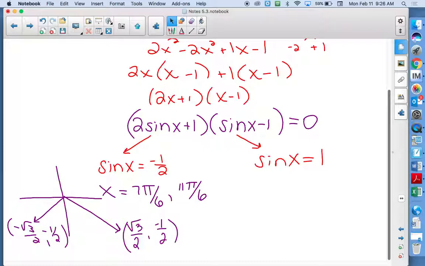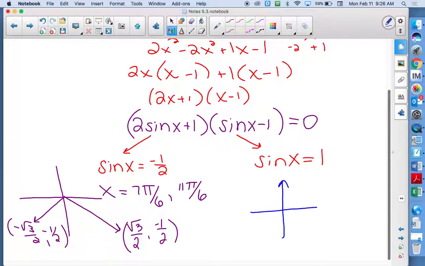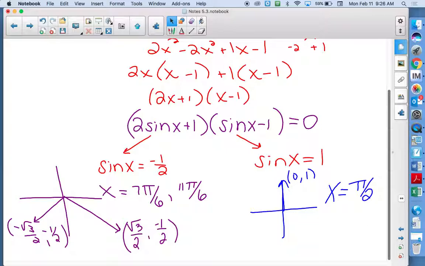Elena, when is sine equal to 1? Pi over 2. So right here at pi over 2, that ordered pair is 0, 1. The sine is the y value. So another solution would be pi over 2. Questions?